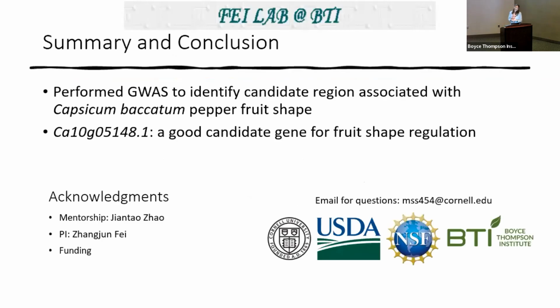So in summary, I performed a GWAS to identify a candidate region associated with Capsicum baccatum pepper fruit shape, and I found this OFP gene, which is a good candidate gene for fruit shape regulation.